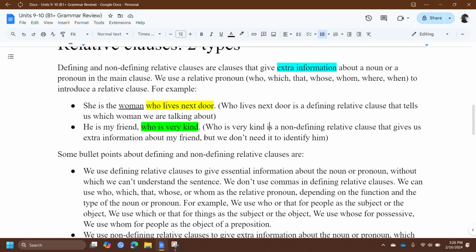So, I think if you just read this one, or at least focus on what I mentioned here, you already know that this one, the green highlighted relative clause, who is very kind, is a non-defining one, meaning the information you get inside is not essential to the overall meaning of the sentence, while the yellow one, who lives next door, is the defining relative clause, and the information it contains is essential to the overall meaning of the sentence. But even if you didn't, we are going to talk about that in here as well.